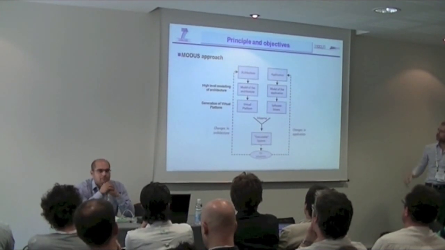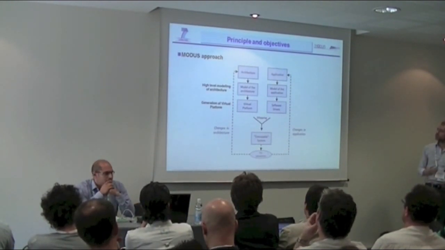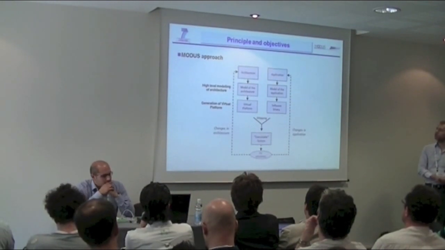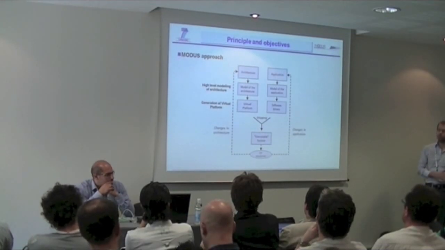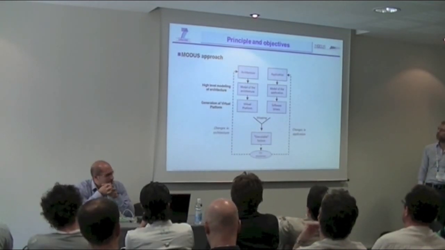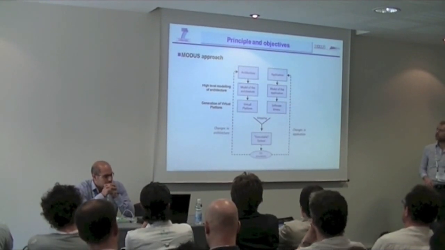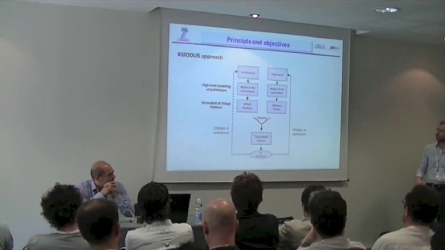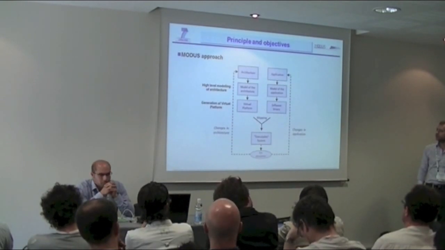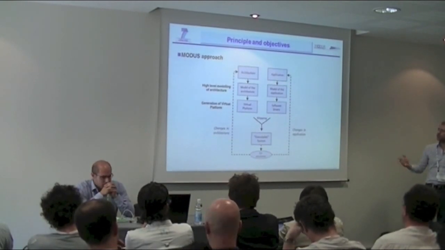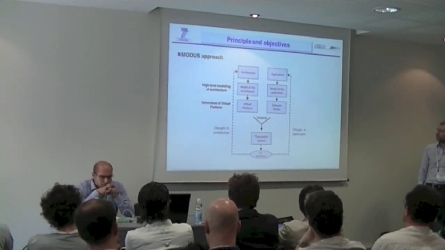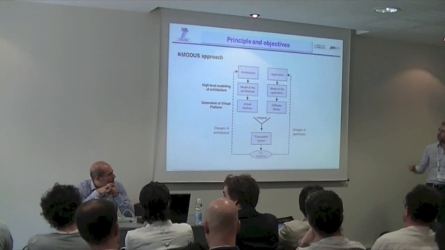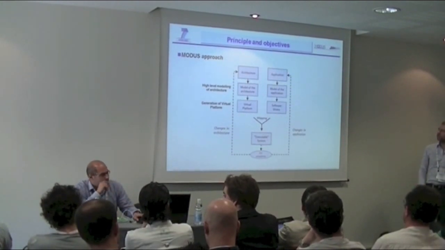So you can see the Y-chart. We start with the modeling on the left of the architecture and the modeling of the application. Then we generate for the architecture the virtual platform and software binaries for the application. We map the software binaries with the virtual platform to make an executable system, a virtual system. And we simulate the virtual platform with the binaries. Based on the result, we can perform checking and redesign.